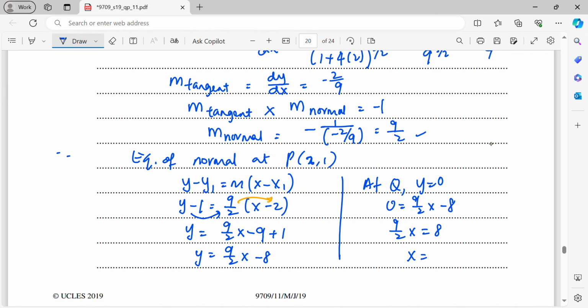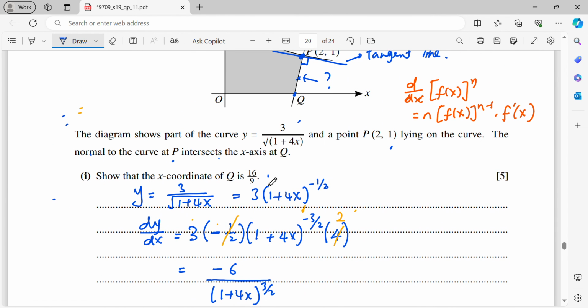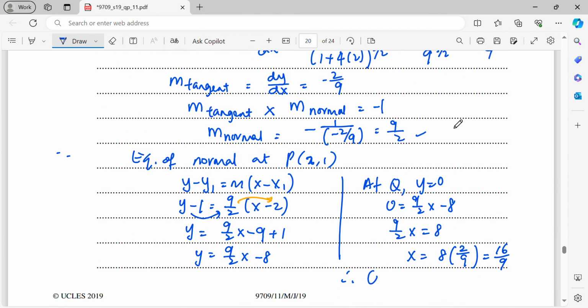Therefore, your x is 8 times 2 over 9. That is going to be 16 over 9. So your point Q, the question asking for the x coordinate, which is 16 over 9. So it means that we have shown the answer.